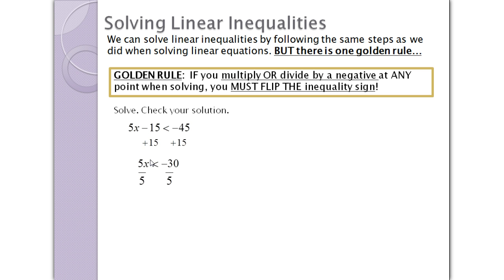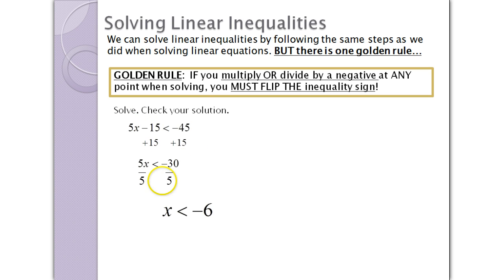Okay? 5 divided by 5 is just 1. Negative 30 divided by 5 is negative 6. Now, as far as this golden rule goes, if I would have divided by a negative 5 right here, then I would have needed to flip my sign. Since it's not negative, I don't need to flip my sign. It's perfectly fine for your answer to be negative. If your answer is negative, that's all fine and dandy. You do not need to flip the sign.